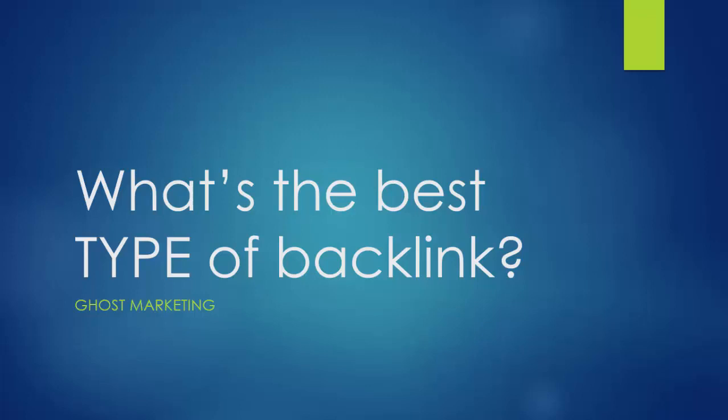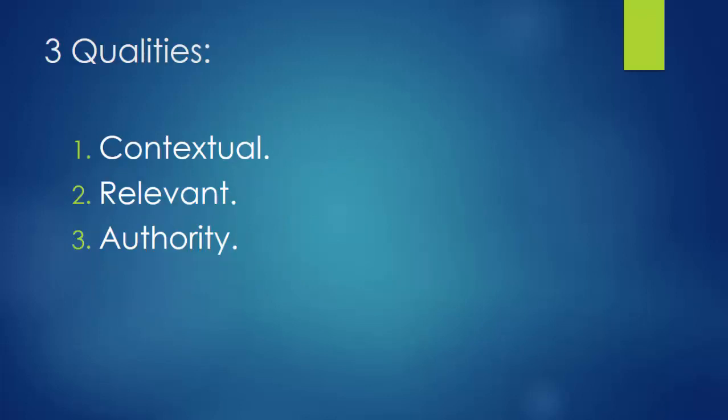So assuming that you have a do-follow link, what's the next best thing, or what does it need to include? There's 3 qualities that you want all your backlinks, assuming you're going for the best type, to have. This automatically assumes that this is a do-follow link, by the way. So the first is contextual.